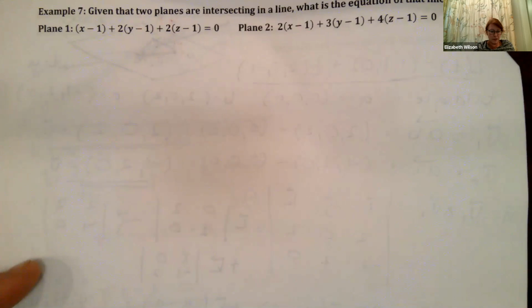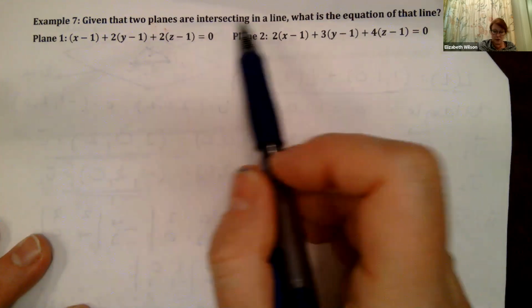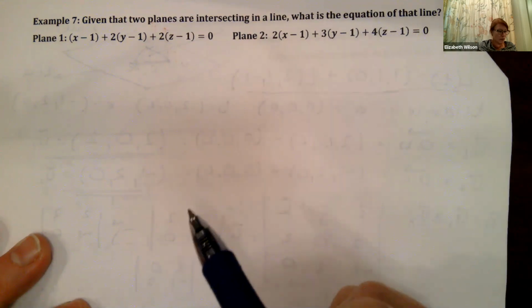This is 6. When I scanned it in, I know. All right. So example 7. Given that 2 planes are intersecting in a line, what is the equation of that line?